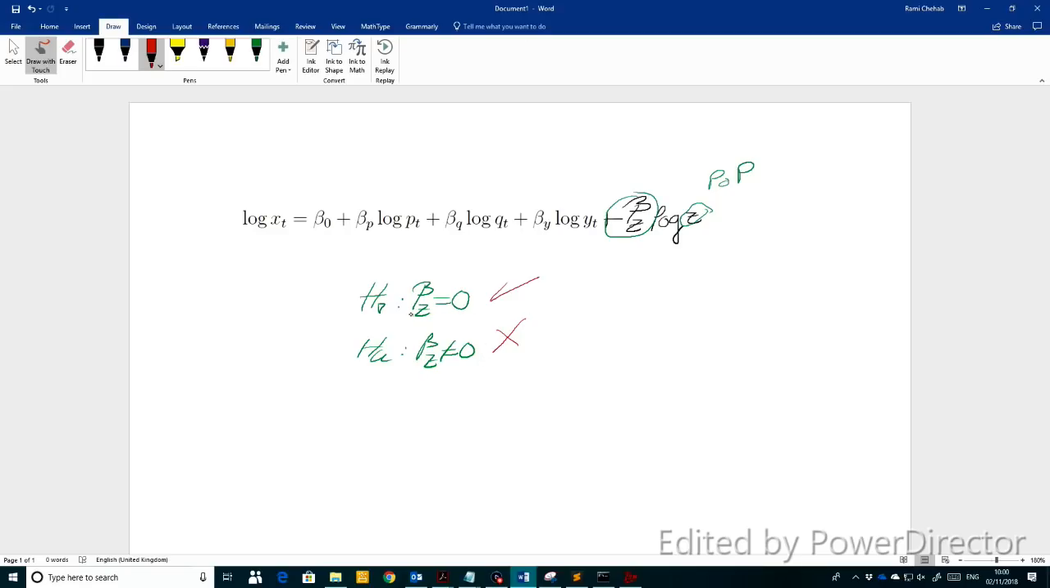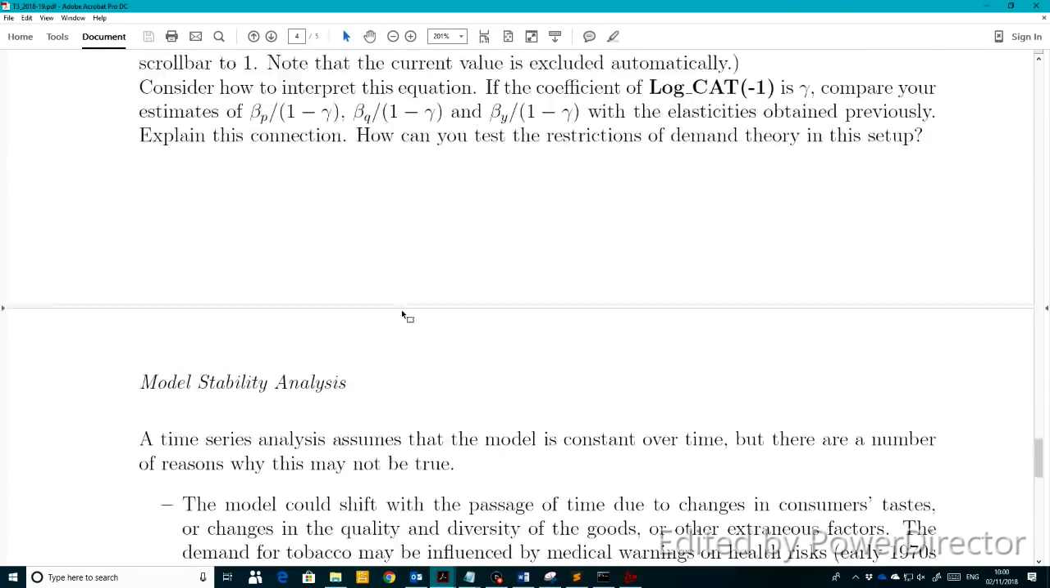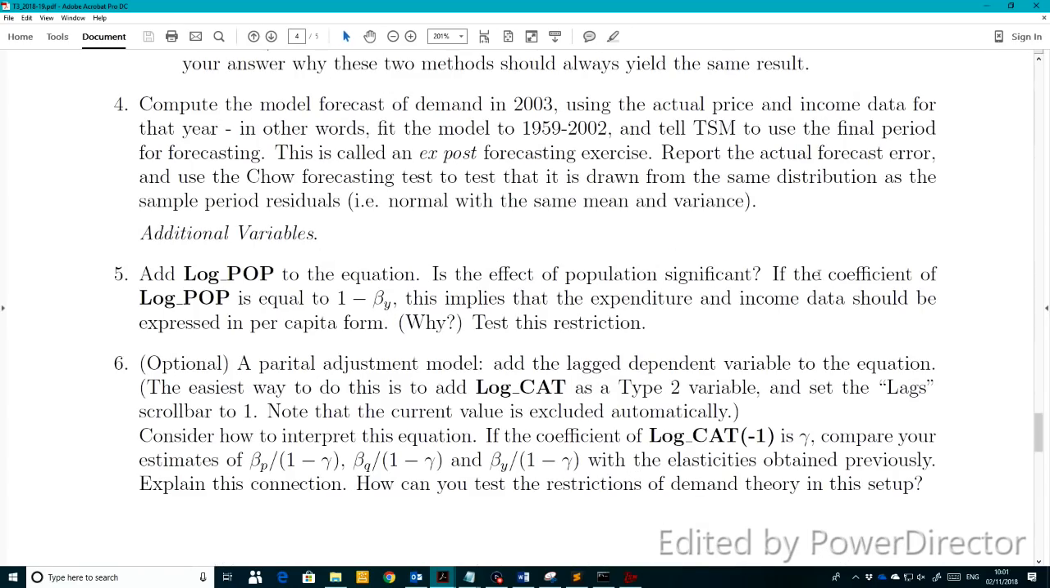Okay, so we know that we think that it has no significance. But if we go on and look at what the question is asking us, if we go to question 5, it is asking us the following.